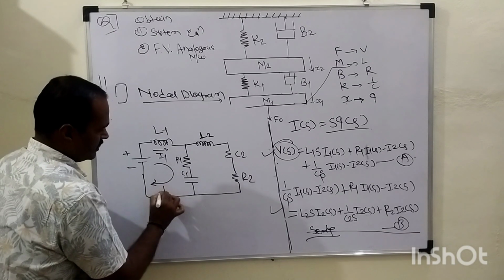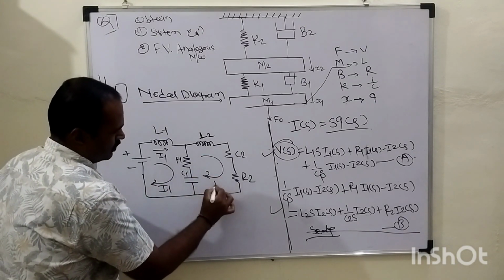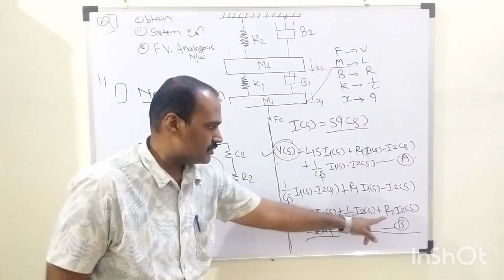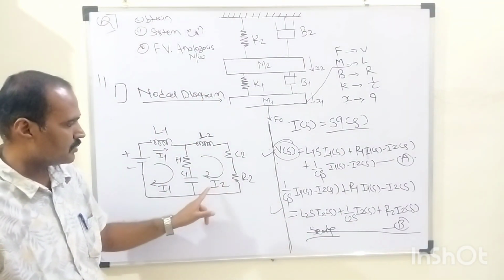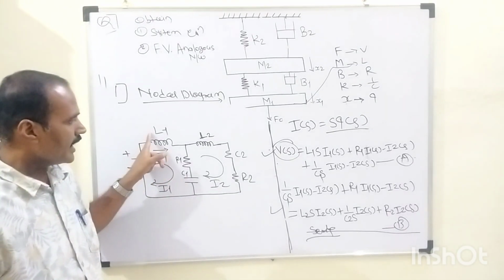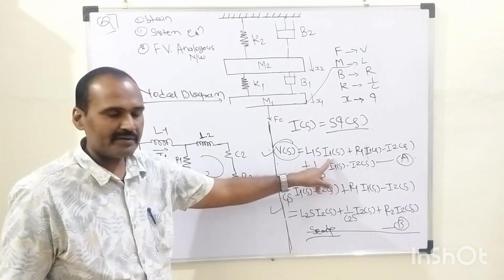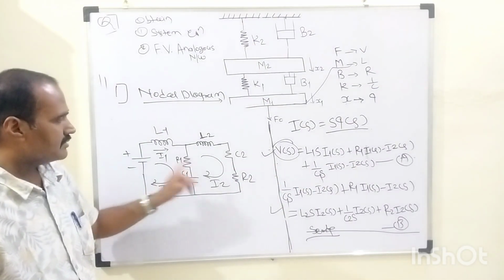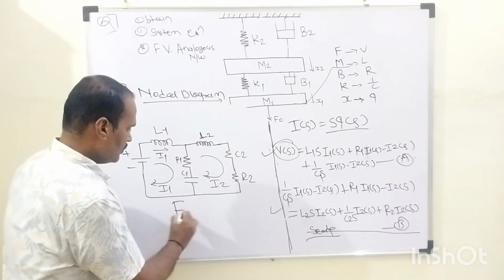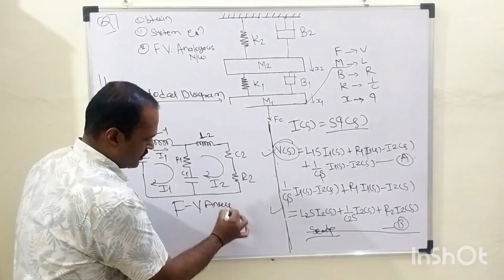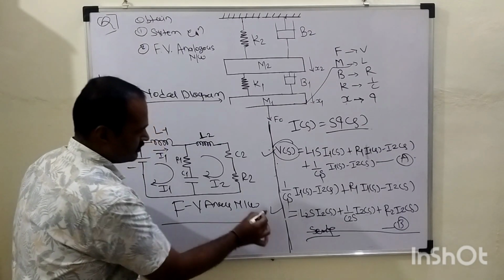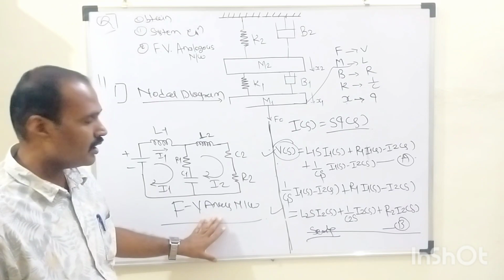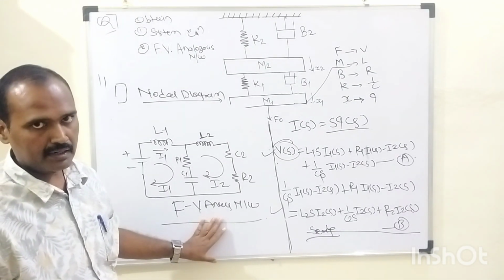Through this first loop there will be a circulation of I1, and through this second loop there will be a circulation of I2. That's why the coefficient of L2, C2 and R2 is I2. The coefficient of L1 is I1, and the coefficient of R1 and C1 is I1 as well as I2. So this is the force voltage analogous network, right? So in this way, from that given mechanical system, we are supposed to draw the force voltage analogous circuit, right?